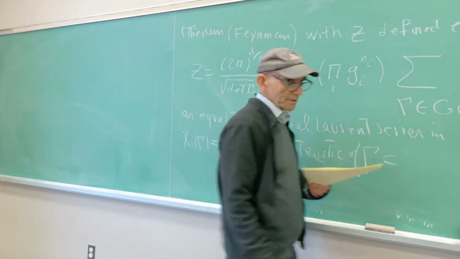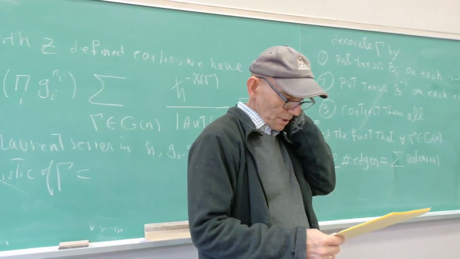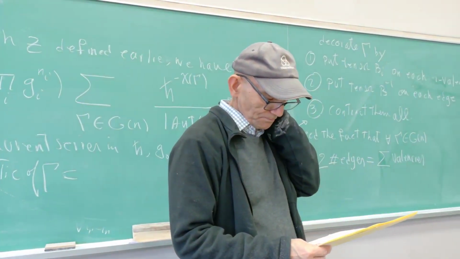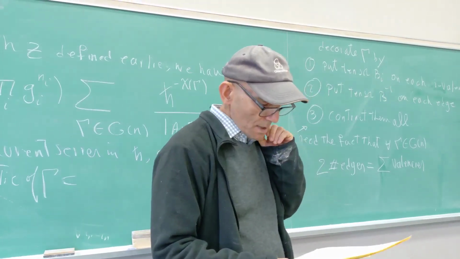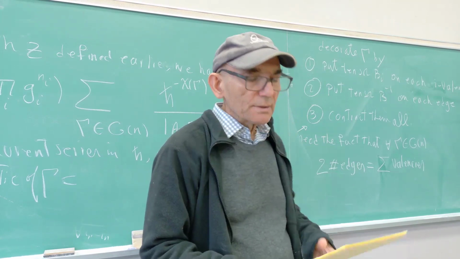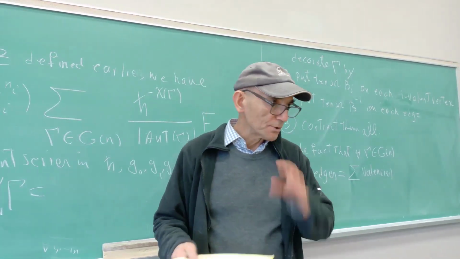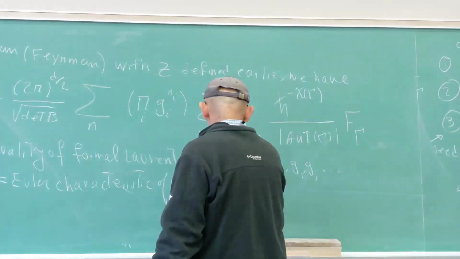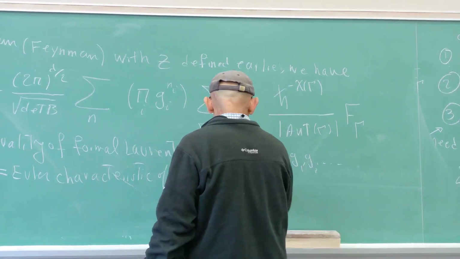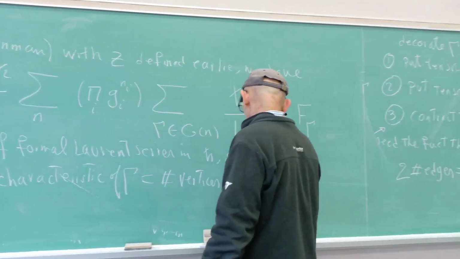Which is the Euler characteristic, we know, is how to put it. I mean, this is the number of vertices minus the number of edges.